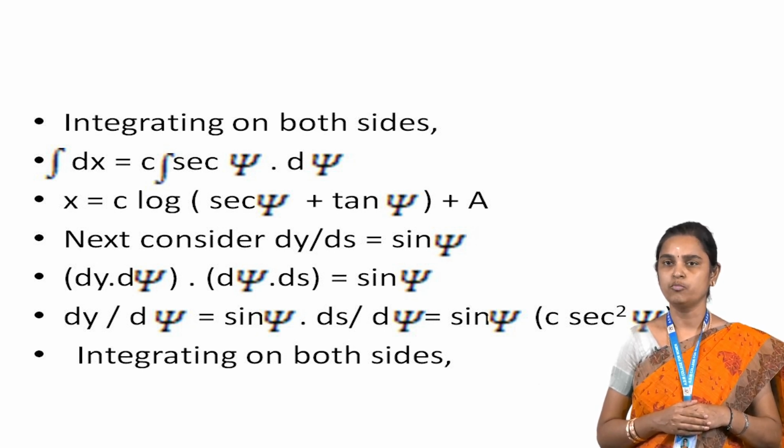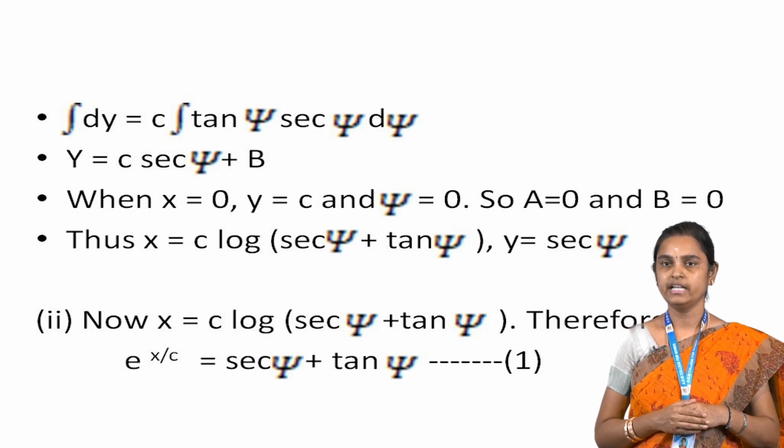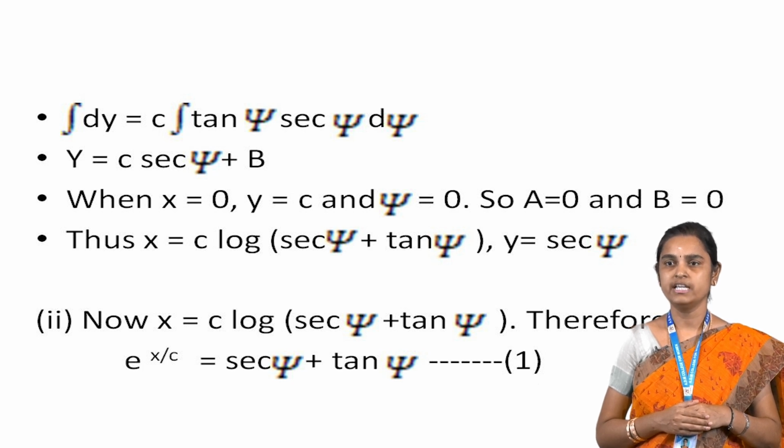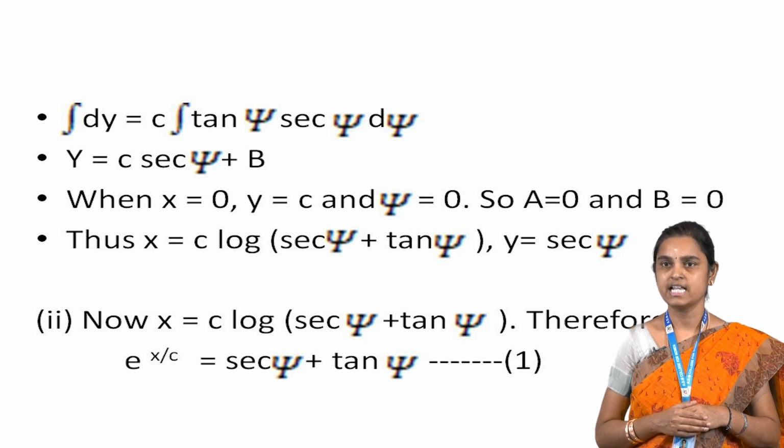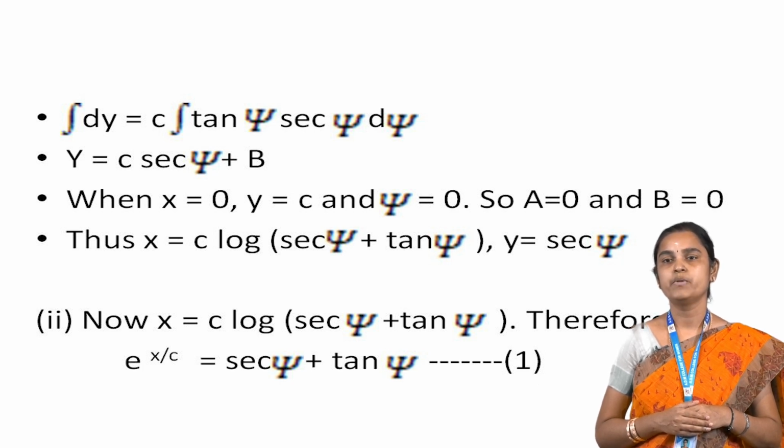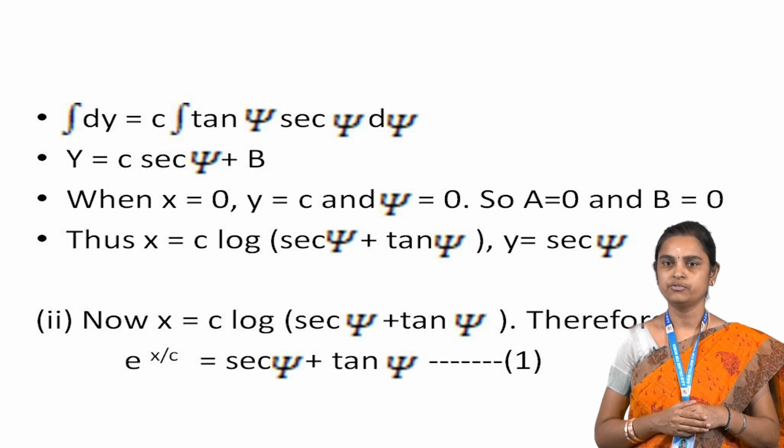Now we have to integrate on both sides. So the integral of dy equals c times the integral of tan psi secant psi d psi, so y equals c secant psi plus another constant, B. Now we have to find the values of the constants A and B. Put x equal to 0, y equal to c, and the angle psi is 0. So we get the constants A and B as 0. Therefore, we get the conclusion x equals c log of secant psi plus tan psi, and y equals c secant psi, because the constants A and B become 0.